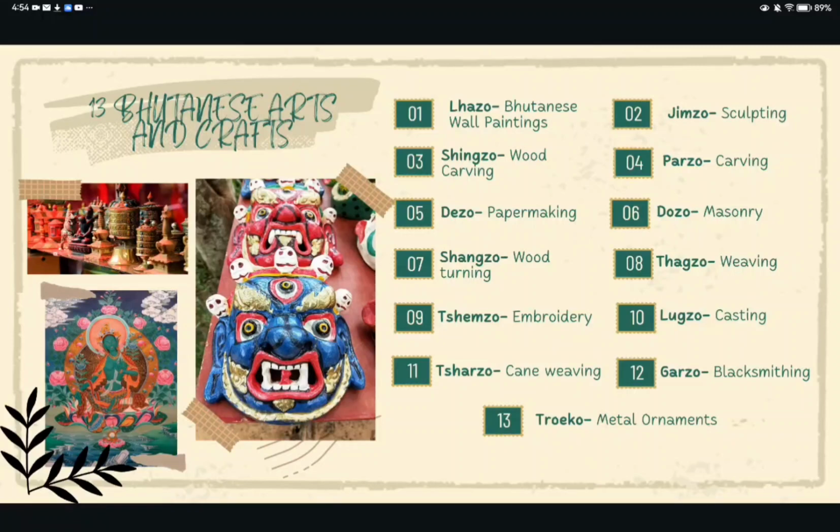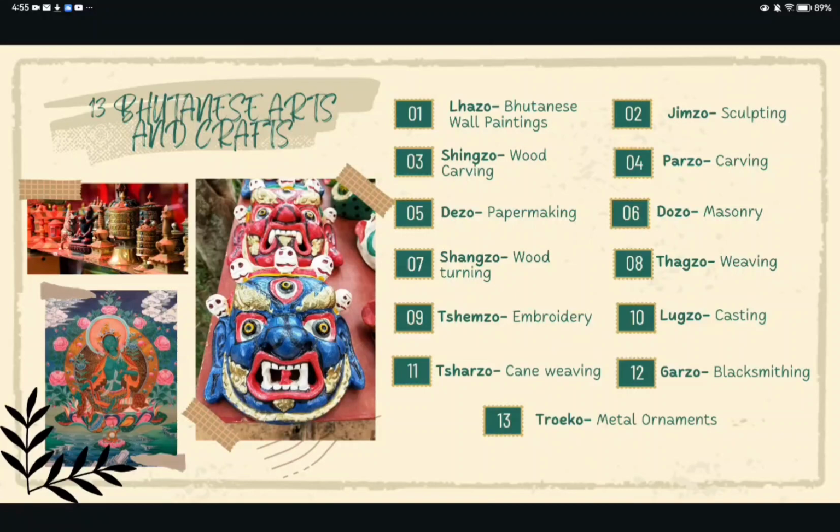Next, we have Dezo, or paper making. This is handmade paper made mainly from the Daphne plant and gum from creeper root. Next is Dozo, or masonry, or stonework. Stone arts are used in the construction of stone pools and the outer walls of dzongs or some other buildings. Next is Shagzo, or wood turning. This means making a variety of bowls, plates, cups, and other containers. Next is Thagzo rather, this means weaving. This is the production of some of the most intricately woven fabrics produced in Asia.